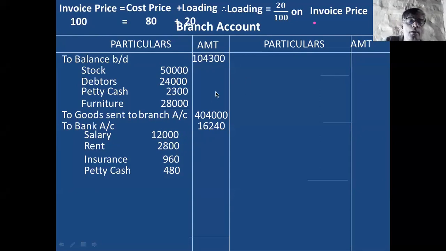Then come to the credit side. Credit side, first item is buy balance brought down. This is the new item.